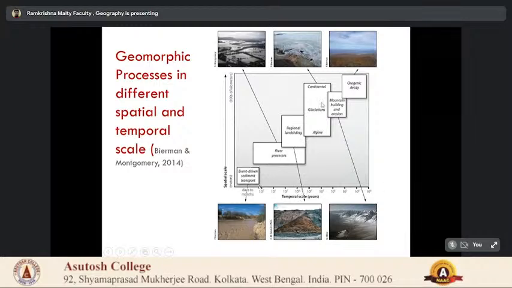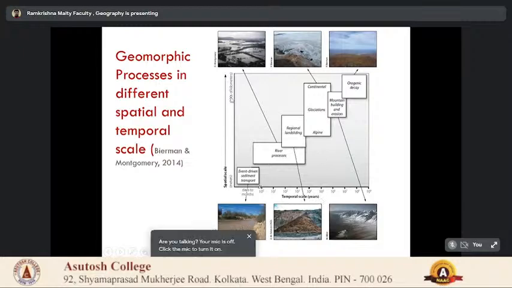Okay. Now, if we come to glaciation, it covers thousands of square kilometers, and it occurs at an interval of 1 or 1.5 million years. So, as the spatial scale increases, its temporal coverage also increases. So a larger landscape takes longer time to develop and redevelop. Mountain building covers hundreds or thousands of square kilometers, and it takes millions or hundreds of millions of years to originate and to destroy.